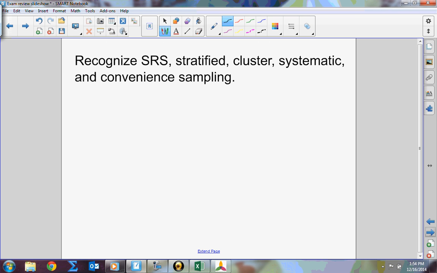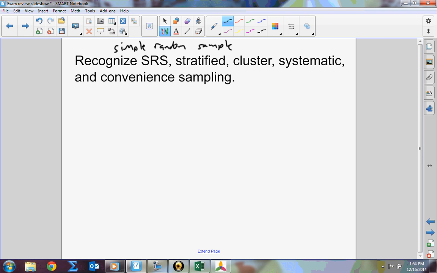Oh, you'll need to be able to recognize an SRS. Remember that simple random sample? And stratified and cluster sampling, systematic, convenient sampling. So a simple random sample, remember, every group in the population has an equal chance of being selected.